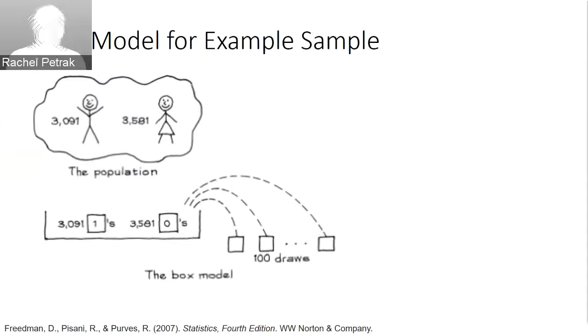You can see here our box model. Our box has the original 6,672 people. This is our total population, and we know it had 3,091 men and 3,581 women. Therefore, the box has counts in it, a 0-1 model, where we can label men as the ones and women as the zeros, and there's a corresponding number of tickets that corresponds to the population. Each person in the population gets 1 ticket.